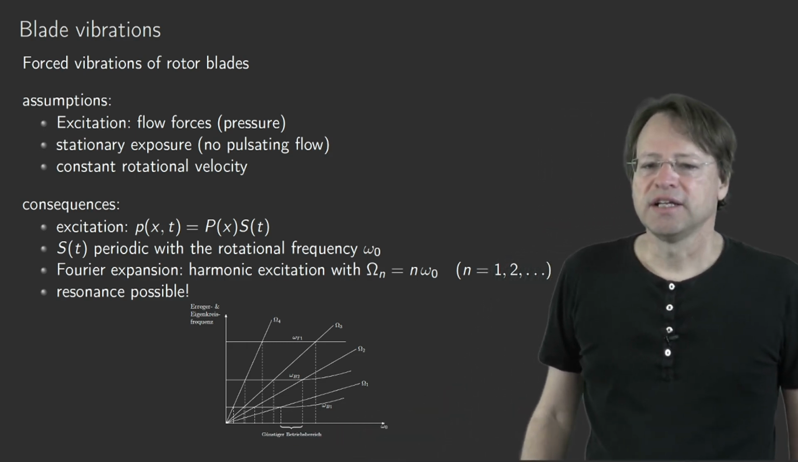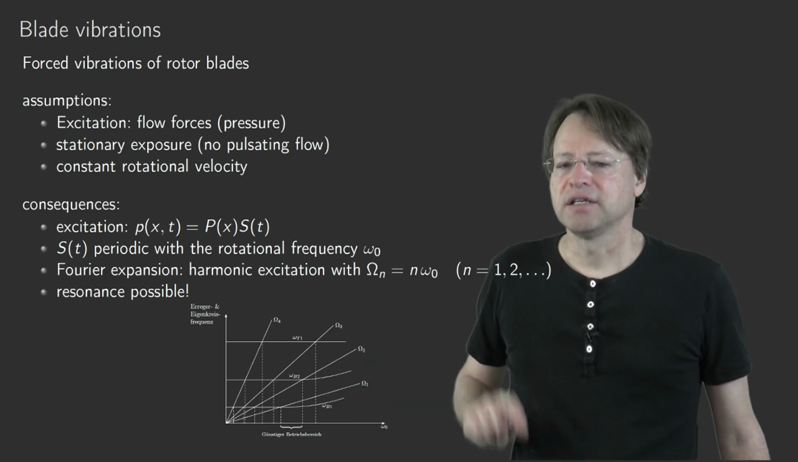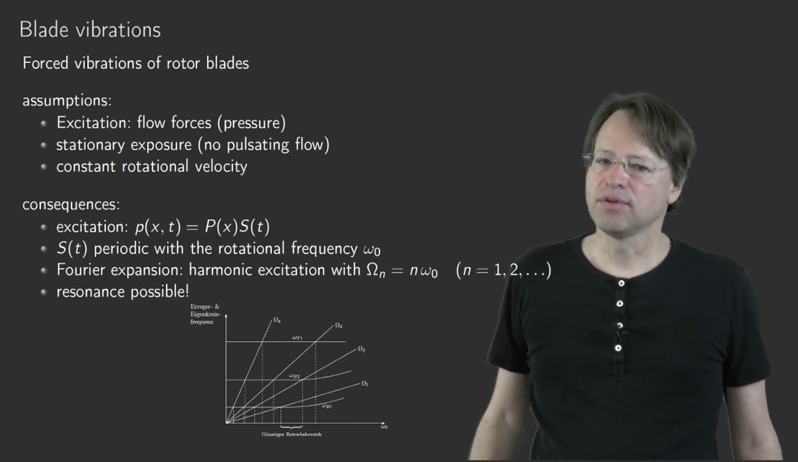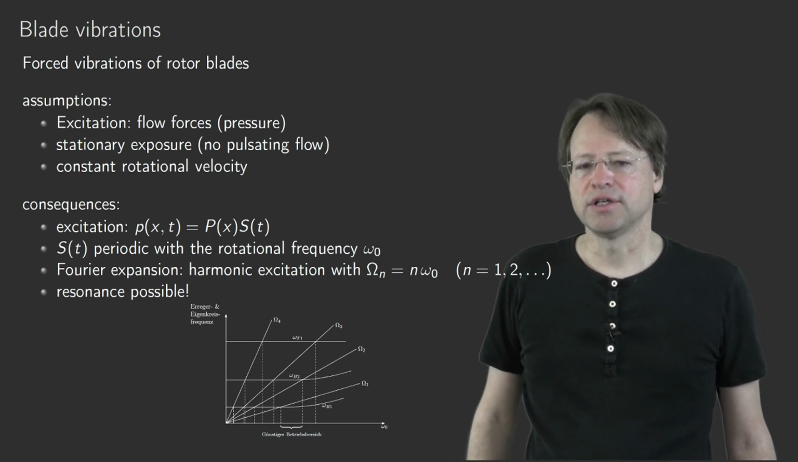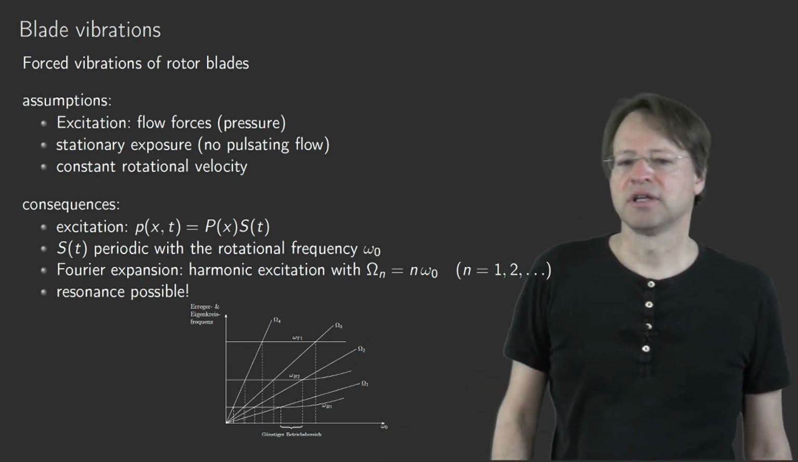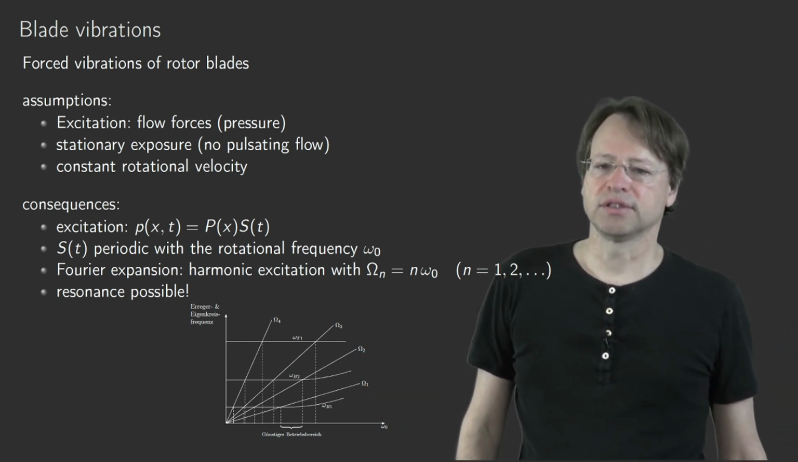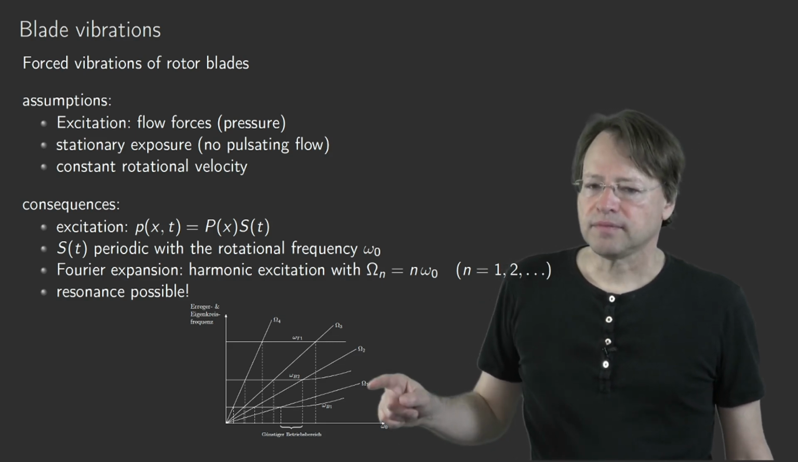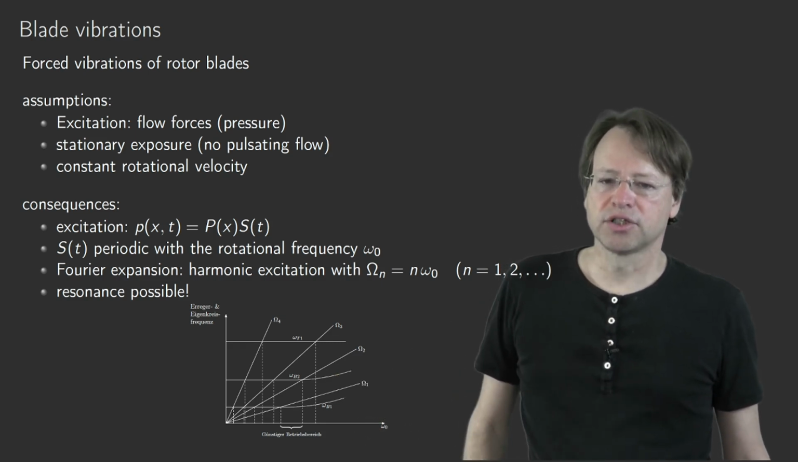Well, what are these lines? The first two are the bending natural frequencies that we will obtain from our equations of motion. Of course, the first bending frequency, the first in each direction.